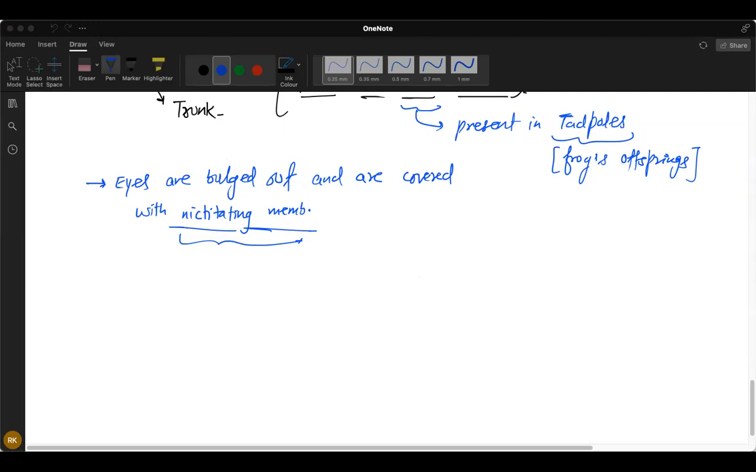Nictitating membrane and frog. This is a toad, actually. People have clearly recorded it in crocodiles, but also in frogs. It must be there somewhere. Okay, I could find one in a toad, not in a frog.